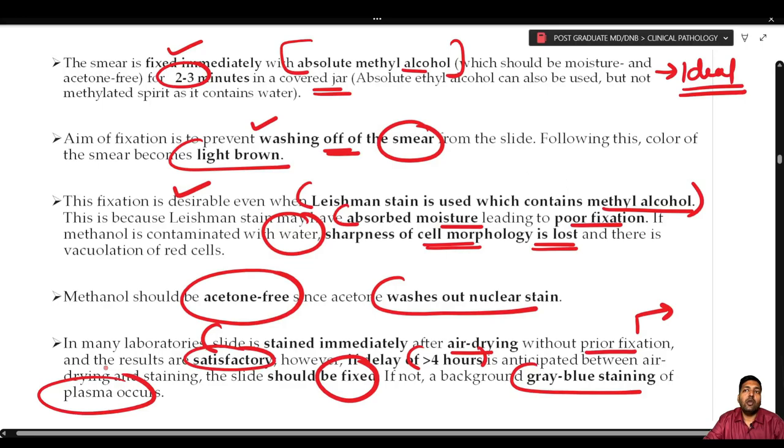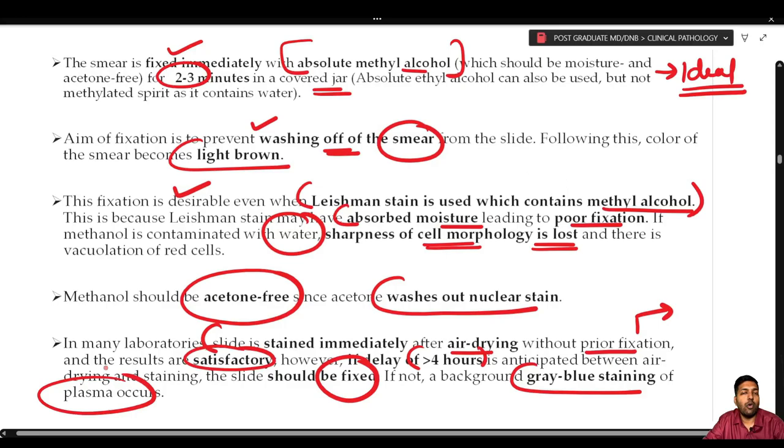but if after air drying you are immediately going to stain that slide with Leishman stain, then you might skip the step of fixation because the Leishman stain already contains methyl alcohol. But for ideal situations, absolute methyl alcohol should be used for fixation before going for Leishman staining.